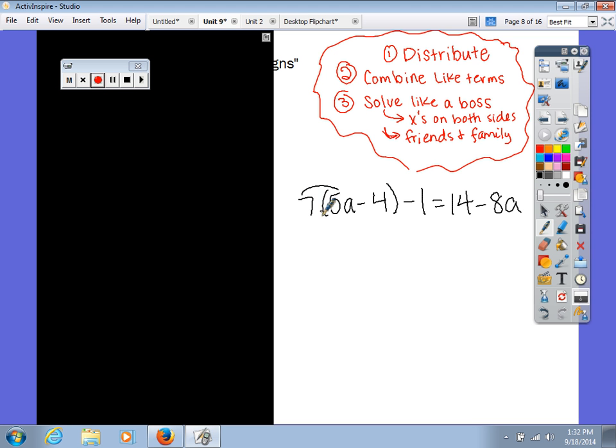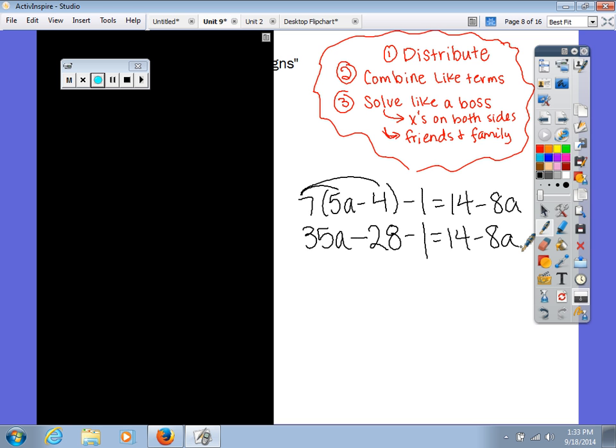7 times 5a would be a positive 35a. Do not just bring down this minus sign. Don't do that. You're going to want to distribute, and you're going to say, what is positive 7 times negative 4? Well, positive 7 times negative 4 is a negative 28, so minus 28. Never, ever, ever just bring down that sign. Ugh. Yuck. All right, then we're going to finish out the problem.